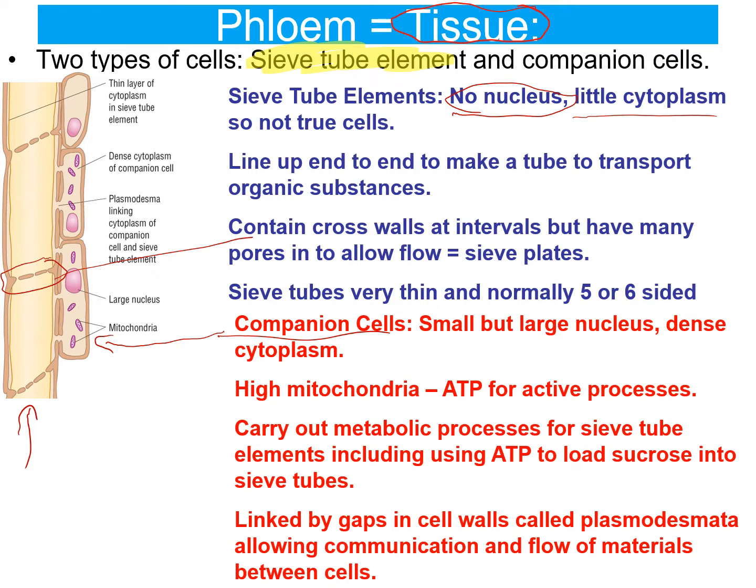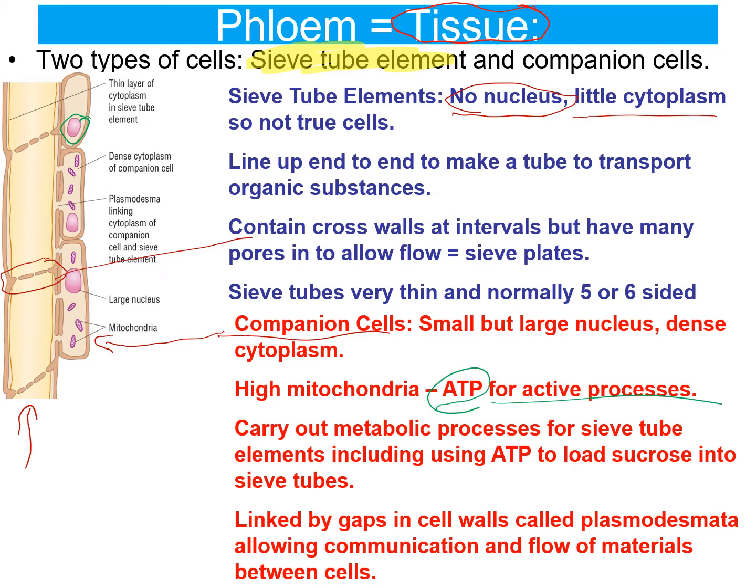Next bit then is the companion cells. I always say the companion cell is like a life support system for the sieve tube elements. They are small, but they've got a very large nucleus for their size, and they've got a dense cytoplasm, meaning they've got a lot of mitochondria and a lot of ribosomes, because effectively they're keeping the sieve tube elements alive. So they need double the amount of content. They also have a lot of mitochondria because they need a lot of ATP for active transport, which we're going to be talking about in a moment.